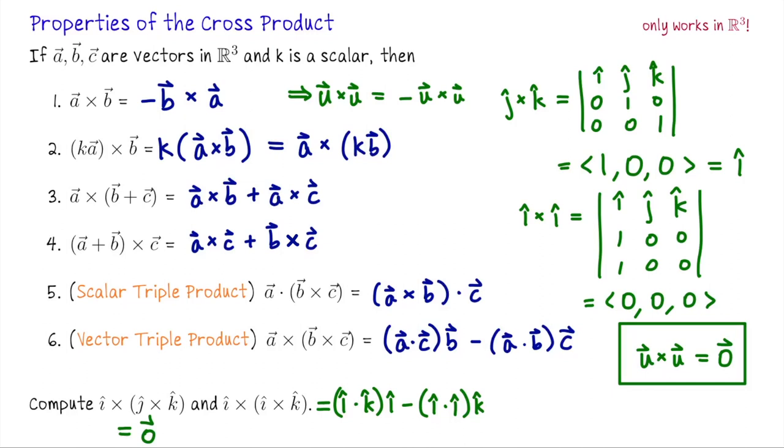If you compute I dot K, you're going to get 0. So the dot product of any two different standard basis vectors gives you 0. So that's 0 I, minus I dot itself, which is 1. You can check that: I dot I is 1. Likewise, J dot J is 1, and K dot K is 1. So we're going to get minus 1 K. So overall, that's negative K.